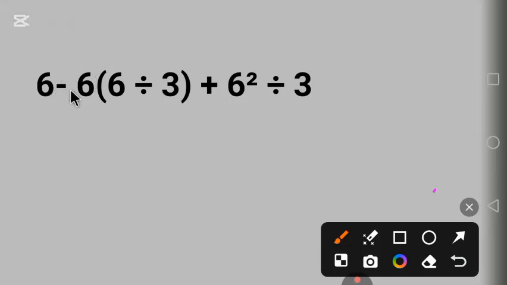6 minus 6 times 6 divided by 3 plus 6 square divided by 3. The common mistake people make when solving this kind of question is that they begin from left to right. But if you start from left to right, you will get the wrong answer.